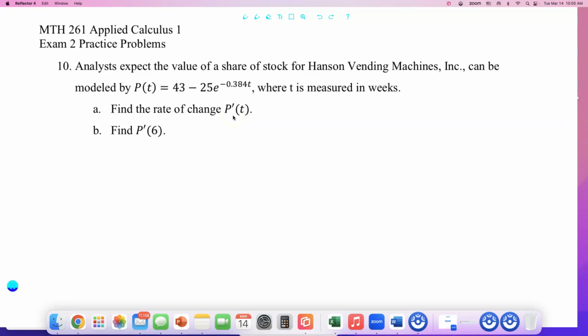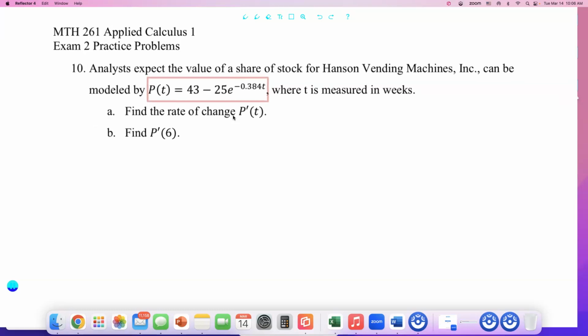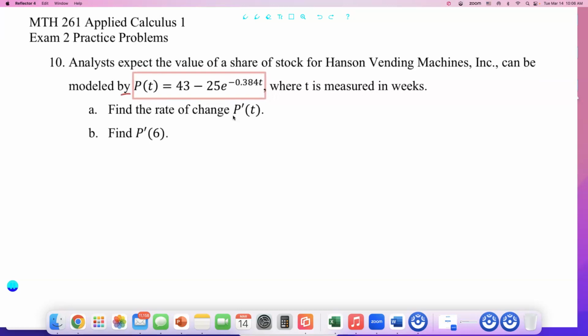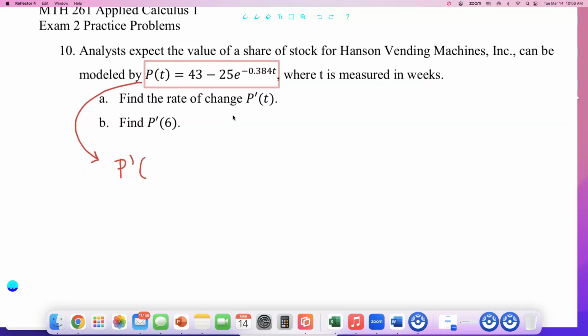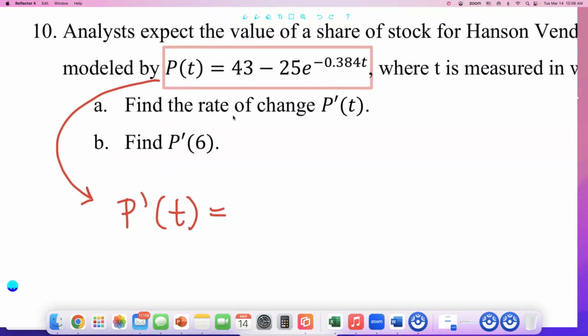So, all right, we'll find the derivative function. That will give them the rate of change, how fast the value of a share of stock for this company is changing at a given time t. So here comes P prime of t. Starting with the first term of 43, what is the derivative of 43? 0. The derivative of any constant is just 0.